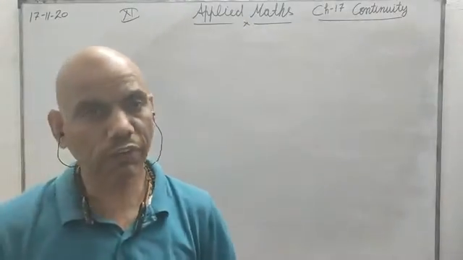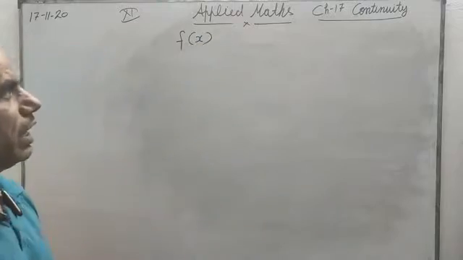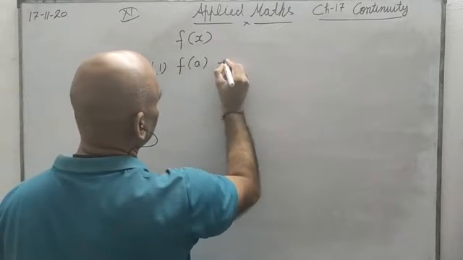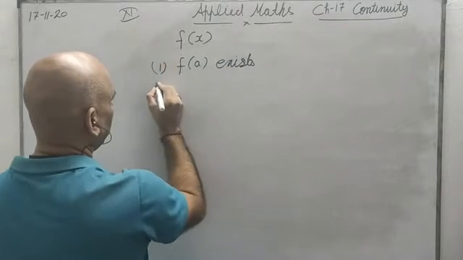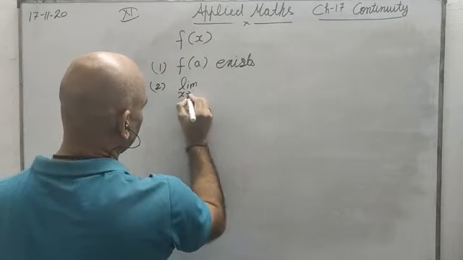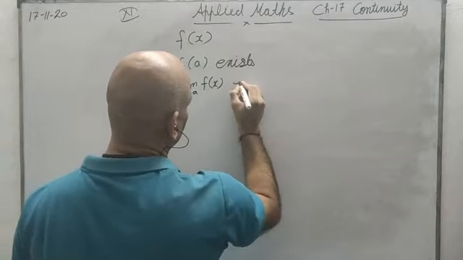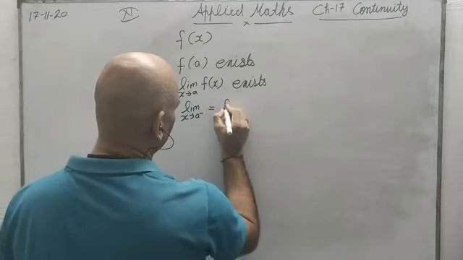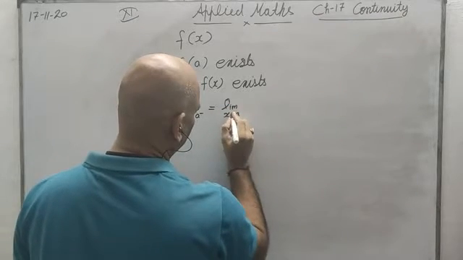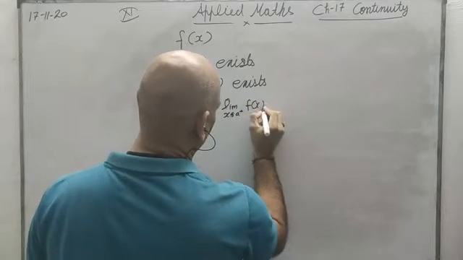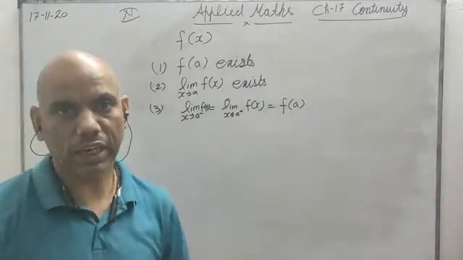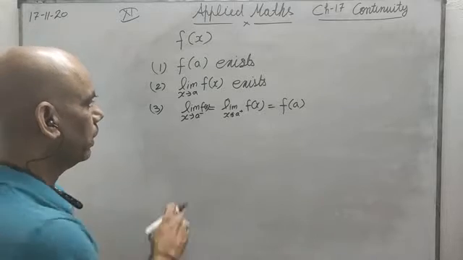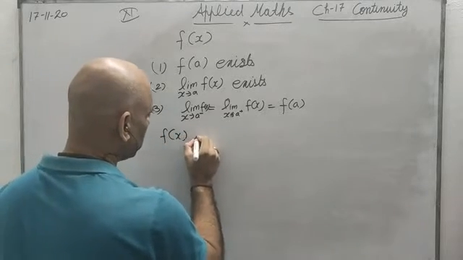So what is continuity? A function f(x) is said to be continuous at a given point x = a if f(a) exists. The first thing is that f(a) should exist. Second, the limit as x tends to a of f(x) exists. And third, the limit as x tends to a minus is equal to the limit as x tends to a plus, which is equal to f(a). So if these three things hold simultaneously, then we will say that the function f(x) is continuous at the given point x = a. And if these are not equal, then we will say that the function f(x) is discontinuous.